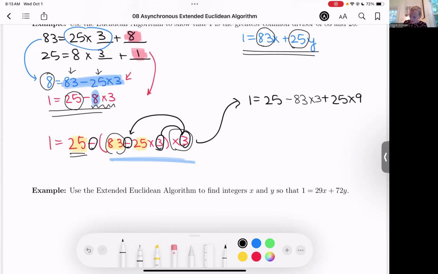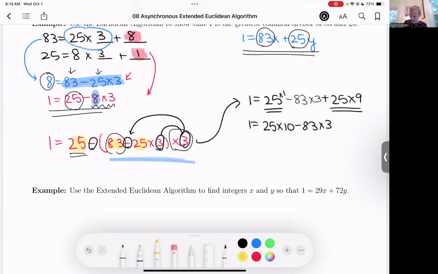Now I'm going to simplify things just a little bit. I have 25 plus 25 times 9. We could think of this as 25 times 1, so I have 1 25 plus 9 25s. That's going to give me 25 times 10 total. So this gives me 25 times 10 minus 83 times 3. We finally got this in the format that we wanted. Essentially, the 25 and the 83 are in the opposite order, but that's okay.